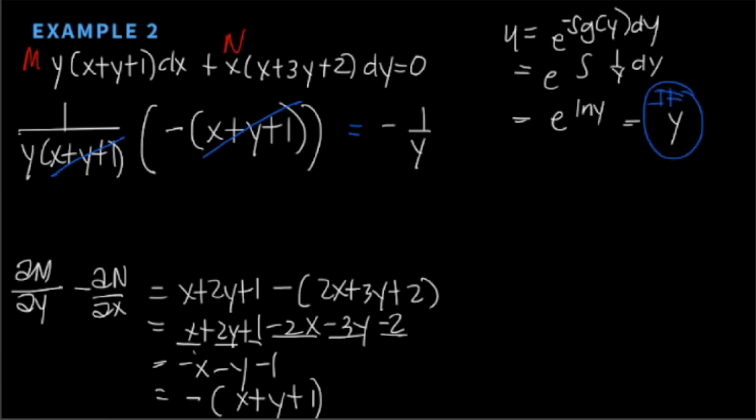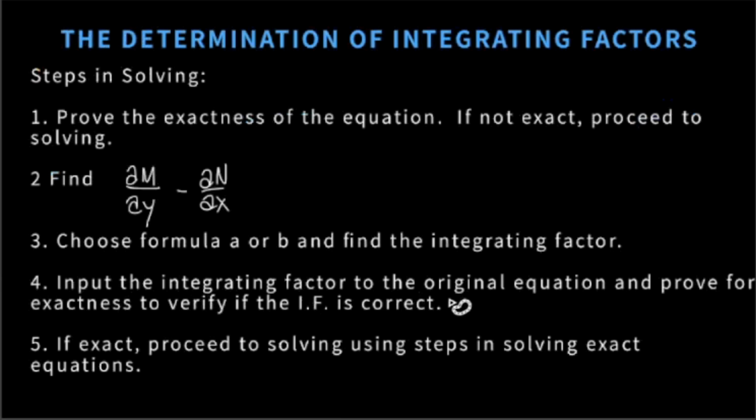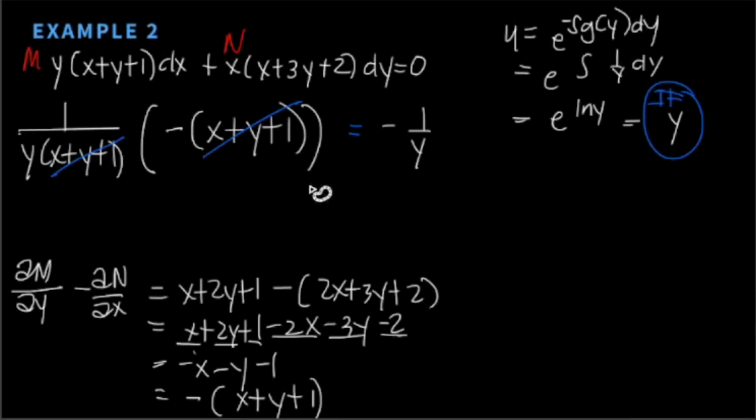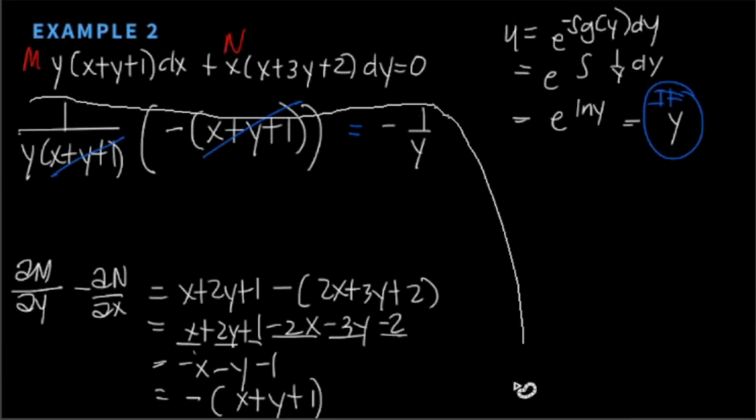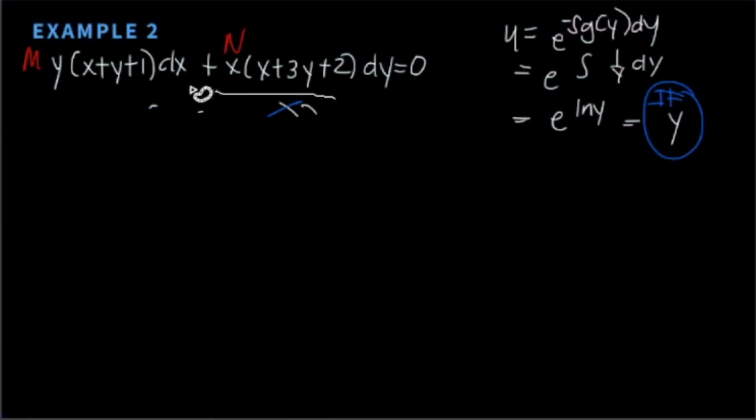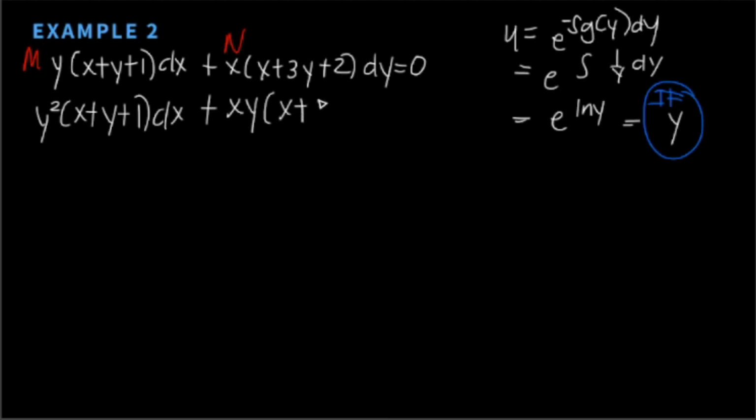So, ngayon is, follow na natin yung next step. Input natin yung integrating factor sa original equation. Tapos, prove natin for exactness kung tama ba talaga yung nakuha natin. So, input natin siya, yung y. Magiging siyang y times y, that will be y squared, times x plus y plus 1 dx plus x times y, that will be xy times x plus 3y plus 2 dy is equal to 0. So, prove na natin yun siya for exactness.